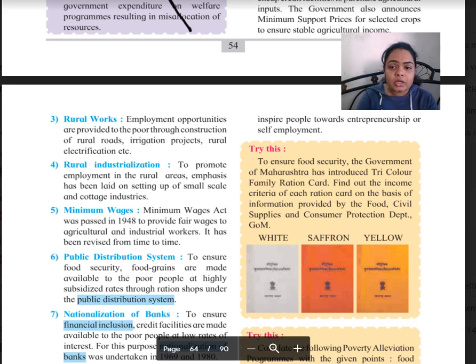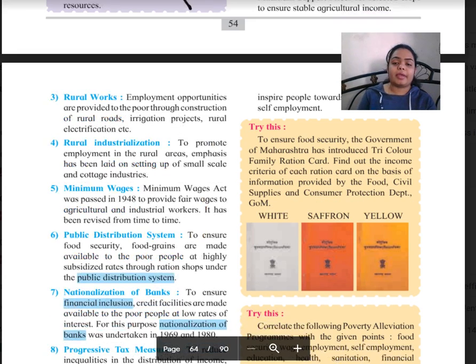Next, we have rural industrialization. To promote employment in the rural areas, emphasis has been laid on setting up of small scale and cottage industries. So as more industries are set up, it helps to promote the rural areas, and also it is helping to have maximum growth in the rural areas. As we know, once rural areas start developing, urban areas shall also start developing.